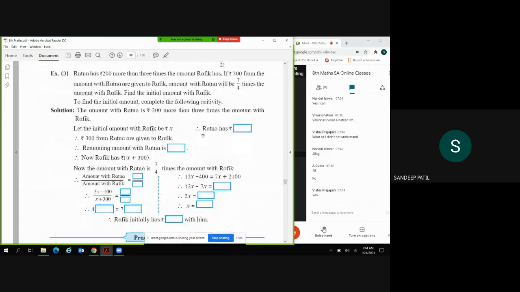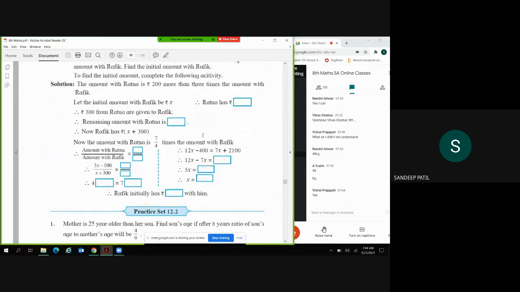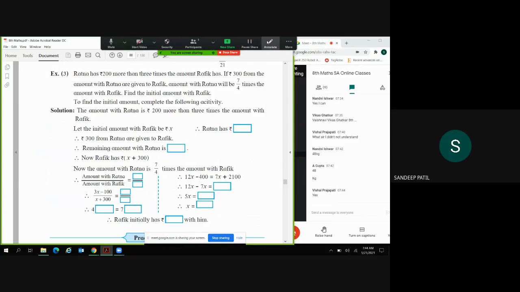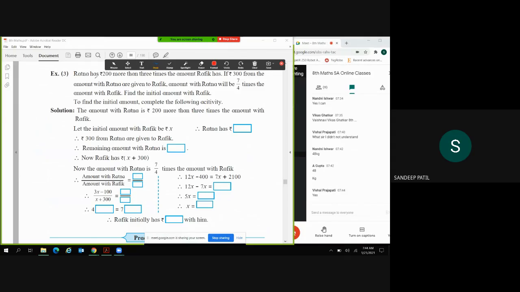So I will go to exercise 3. Here we will read the statement first. Ratna has 200 more than 3 times the amount of Rafiq has. If rupees 300 from the amount of Ratna are given to Rafiq, the amount of Ratna will be 7 by 4 times the amount of Rafiq. Find the initial amount with Rafiq. So don't get scared by these big statements. Go one by one.